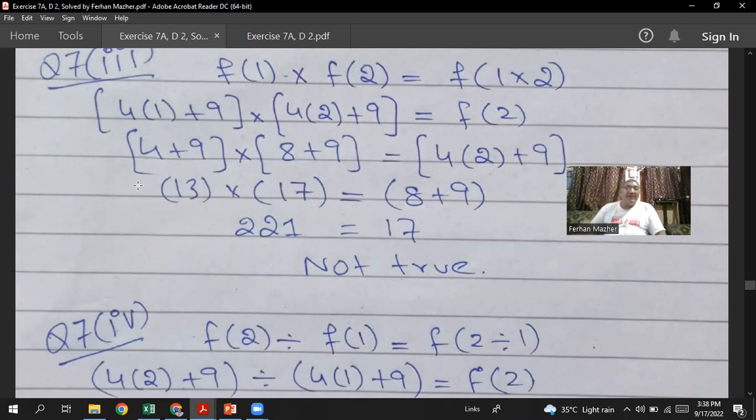That's the left side. The right side, 4 into 2 plus 9, that will be 8 plus 9, that is 17. So both the sides, their answers are not the same. So the statement is not true.